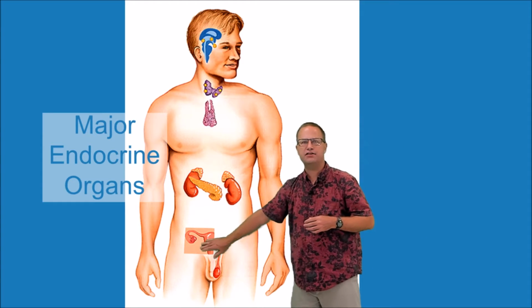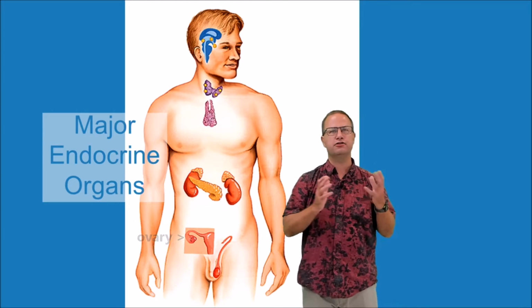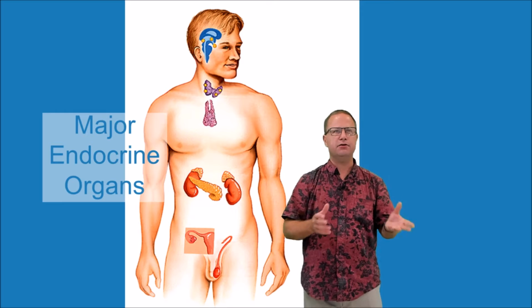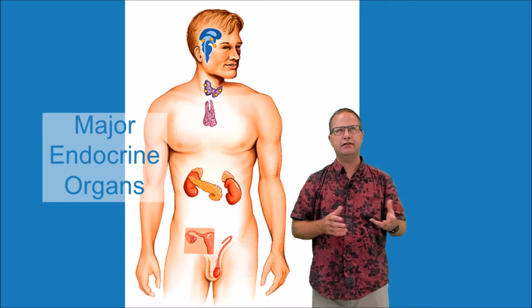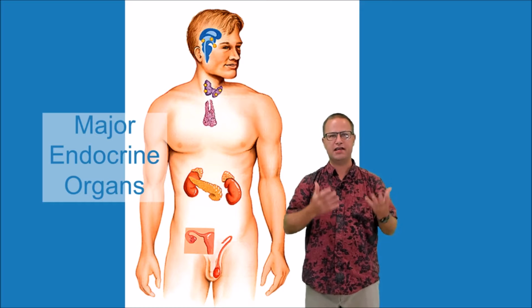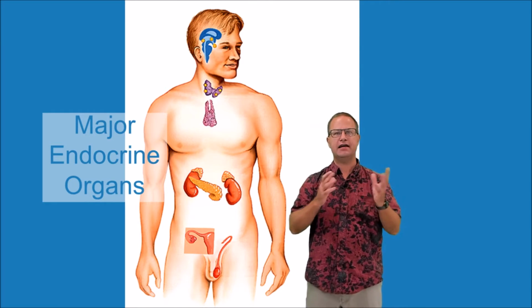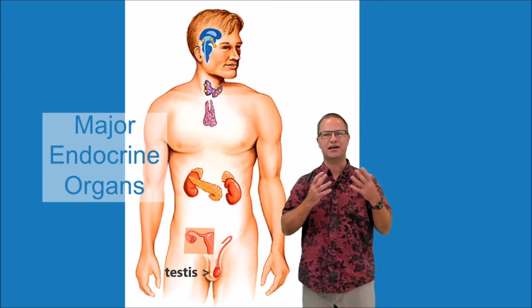Finally, down here, let's take a look at the gonads. In the female gonads, we would have our ovaries, and ovaries principally secrete the hormones progesterone and estrogen. Together, progesterone and estrogen regulate the female reproductive tract, they regulate puberty, and they also regulate the gestation of the fetus. And finally, down here we have the male reproductive glands, the testis, and the testis principally secretes testosterone.